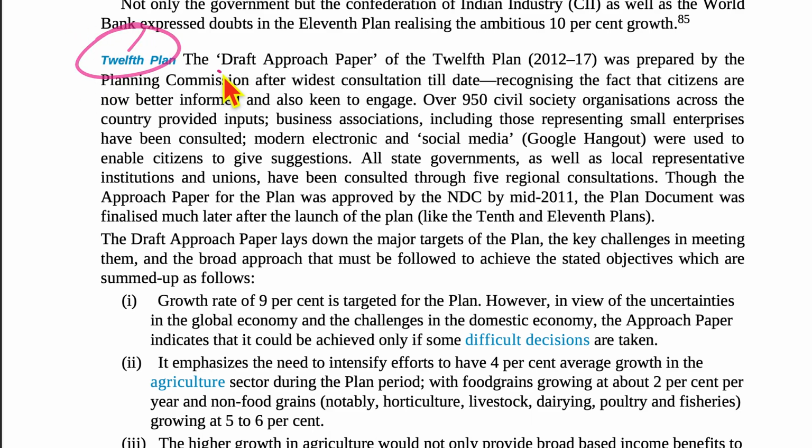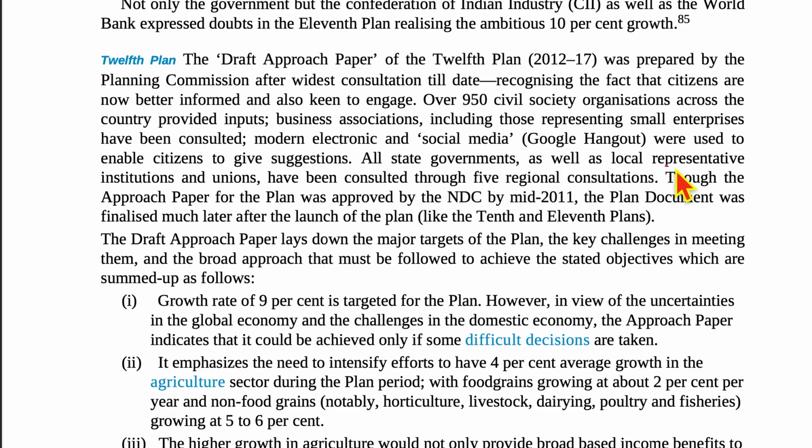Now, the 12th plan, the draft approach paper of the 12th plan, that was 2012 to 17, was prepared by the Planning Commission after the widest consultation till date. Recognizing the fact that citizens are now better informed and also keen to engage, over 950 civil society organizations across the country provided input. Business associations, including those representing small enterprises, have been consulted. Modern electronics and social media, Google Hangout, were used to enable citizens to give suggestions.